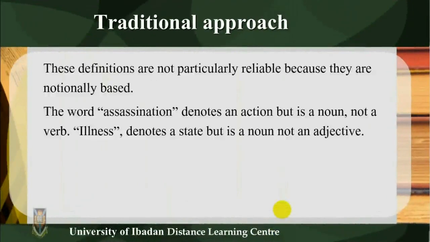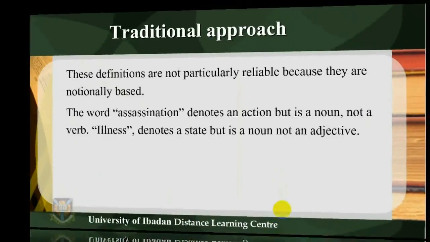These definitions are not particularly reliable because they are notionally based. The word assassination denotes an action, but is a noun, not a verb. Illness denotes a state, but is a noun, not an adjective.